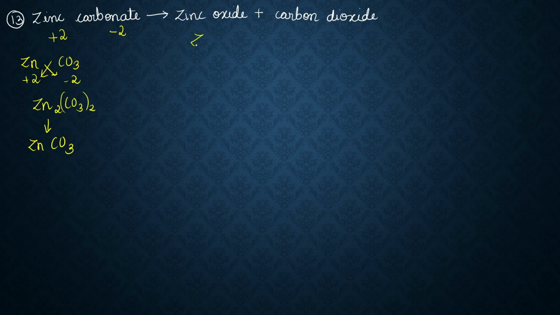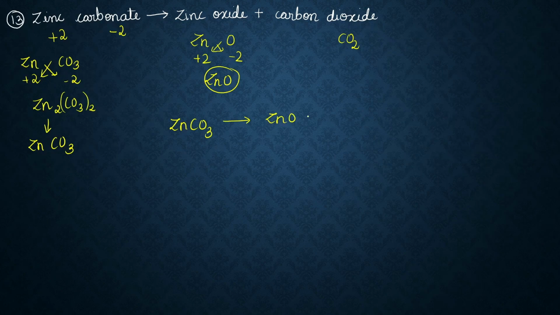Zinc oxide, again the same thing, cationic valency +2, anionic valency is -2. If you cross over the charges and simplify, you will get zinc oxide as ZnO. Now carbon dioxide formula, you already know it is CO2. So now this equation becomes zinc carbonate decomposes to give zinc oxide plus carbon dioxide. So if you see, this equation is already balanced. Number of oxygen is 3 and here also 1 plus 2 is 3. Carbon is 1 and 1 and zinc is also 1 and 1. So this equation is itself balanced.